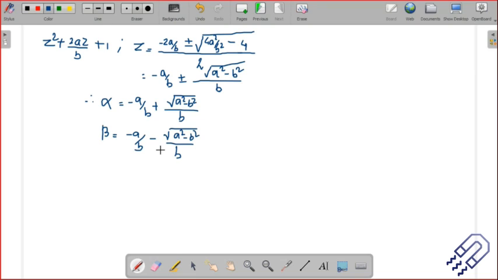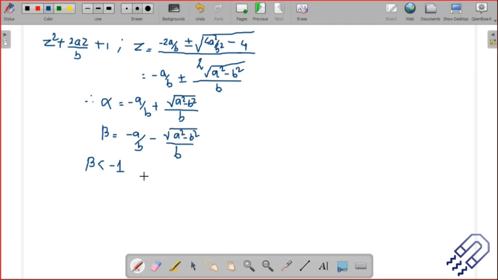Okay, we're just going to do it in detail. I think that's very important. If you look here and look into the values, it's just minus a divided by b minus root over a square minus b square divided by b. So whatever value you put in here, this beta value is always going to be less than minus 1, right?